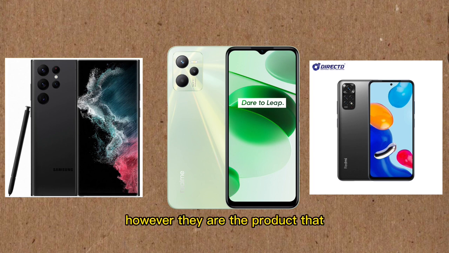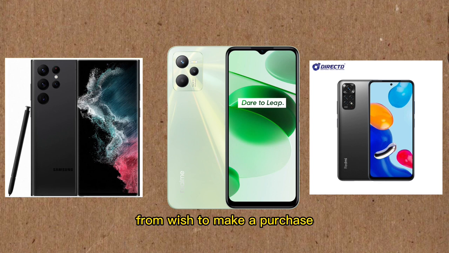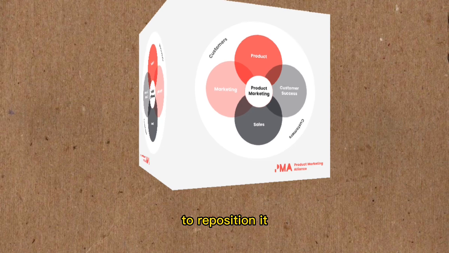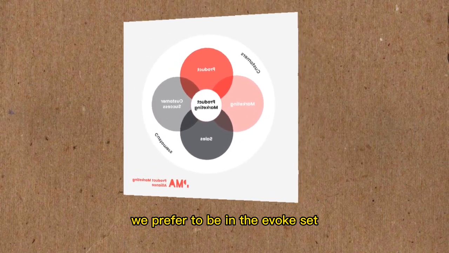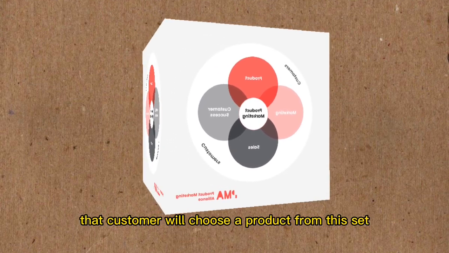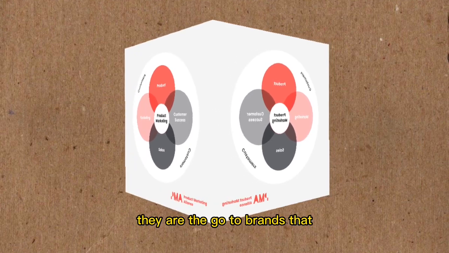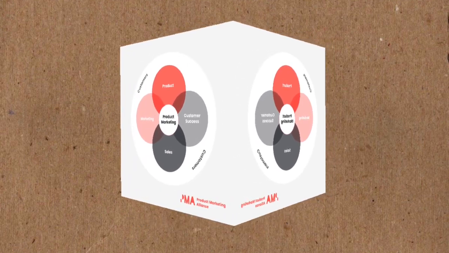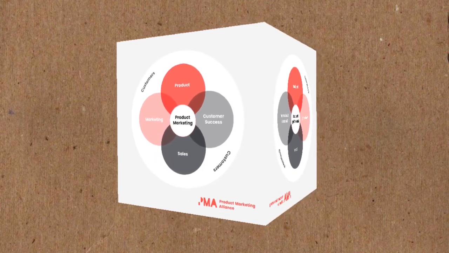However, there are the products that are most familiar to the customer and quickly come to mind as quality products from which to make a purchase. To reposition a product in marketing, we prefer to be in the Evoked set due to the fact that the customer will choose a product from this set. These are Evoked set products. They are the go-to brands that we automatically think of when we go to buy a product.